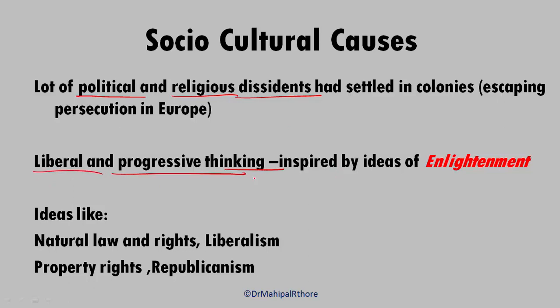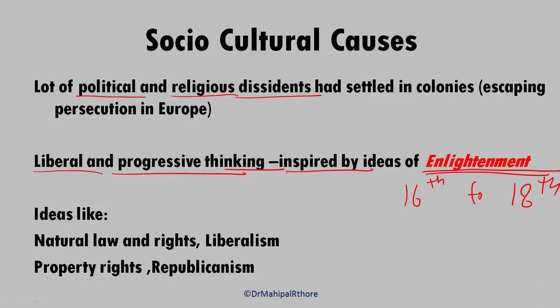And this liberal and progressive thinking was mainly inspired by the ideas of the Age of Enlightenment. There was a period in Europe, in philosophy, in science, in thinking, in governance. This is called the Age of Enlightenment. It lasted from the 16th to the 18th century. A lot of philosophers gave their own policies.